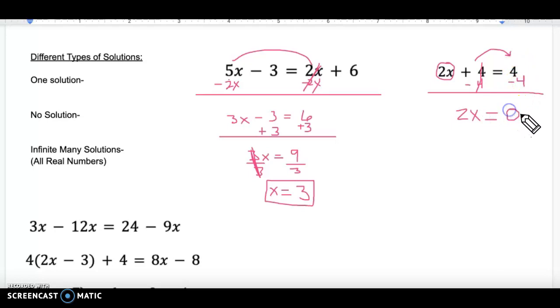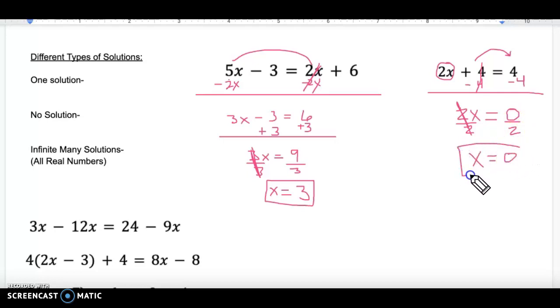A lot of times students want to stop right here and say, no solution. We don't want to stop right here. We still have an x, which means we still want to do our last step, which is divide. So I'm going to divide by 2. I'm going to divide by 2. And in this case, I still have an x here because that x did not go away. But over here, 0 divided by 2 is 0.